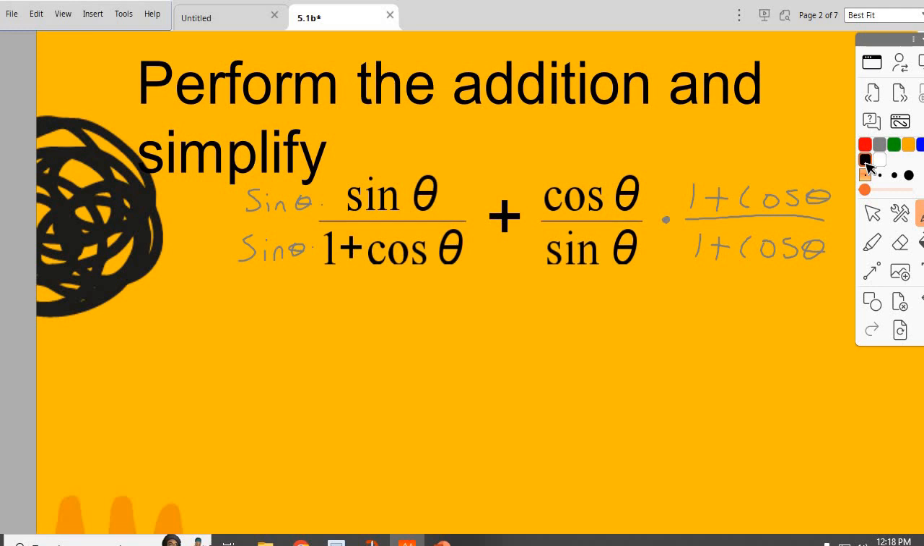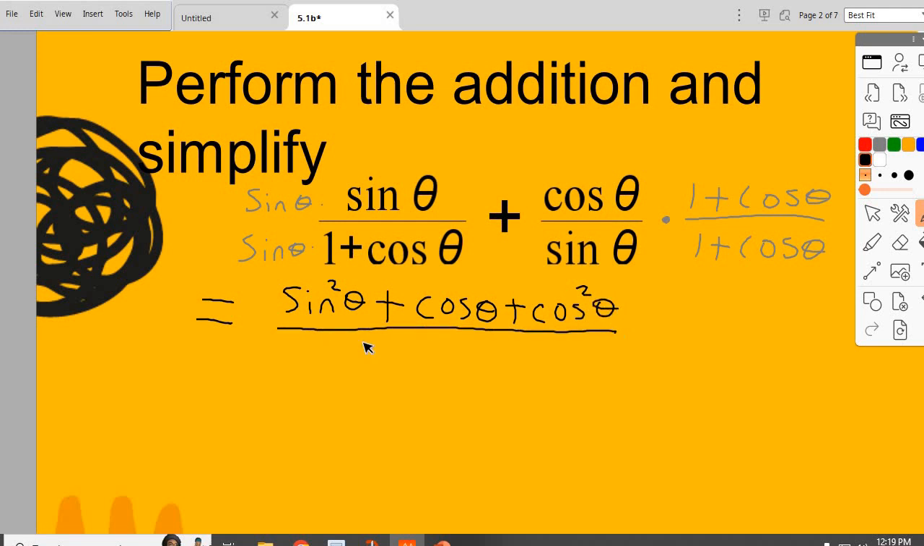So, what are we left with on top? Sine squared plus cosine. If we distribute this, what are we going to get? So cosine times 1 gives us cosine, plus cosine times cosine is cosine squared of theta. And then our bottom, we're just going to go ahead and leave in factored form. So we have sine of theta times 1 plus cosine of theta.